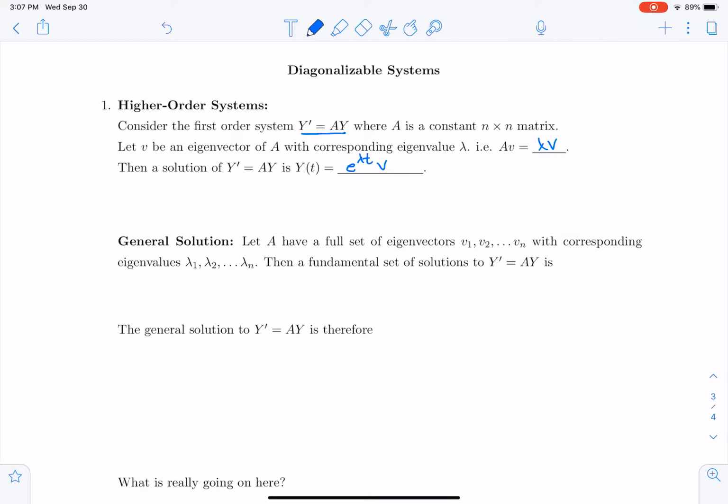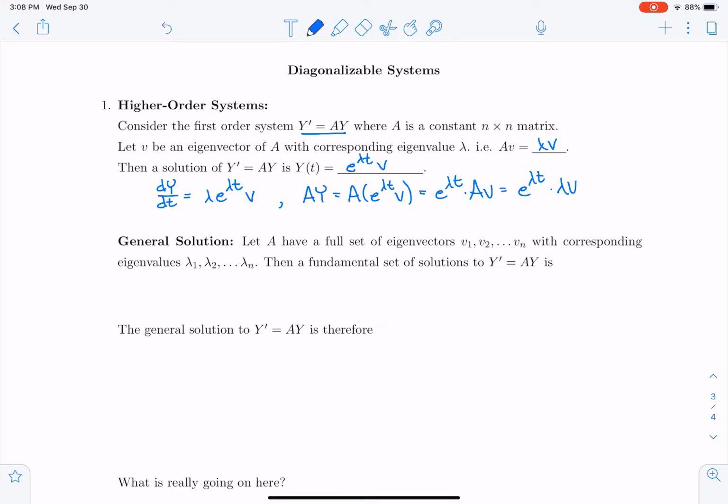Now, how do we know that? We know that dy/dt in this case is equal to lambda e to the lambda t times v. But we also know that A times y is equal to A times e to the lambda t v. But e to the lambda t is a scalar, so we bring that out, and that's times Av, which is equal to e to the lambda t times lambda v. And so dy/dt is in fact A times y in this case.